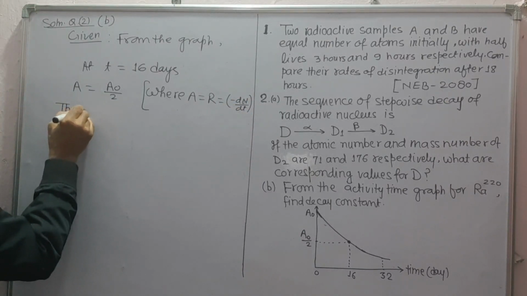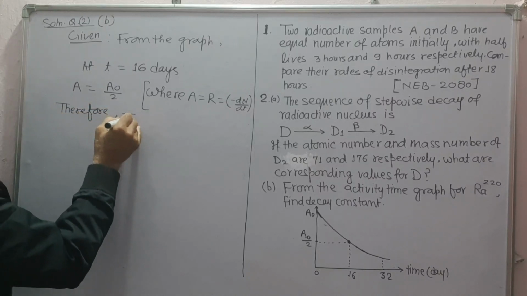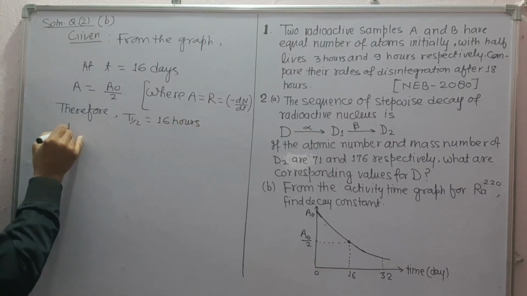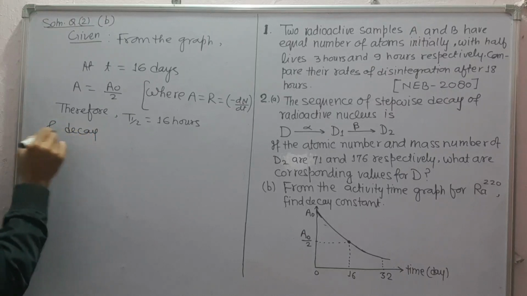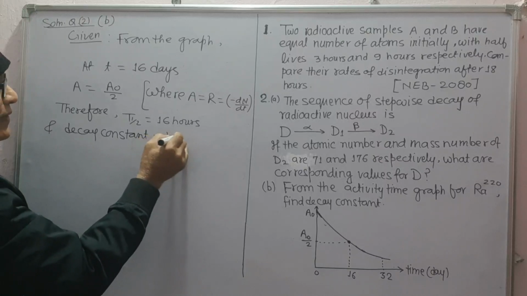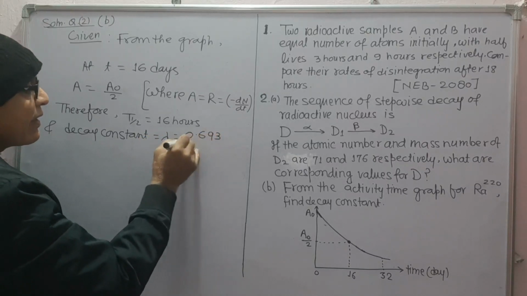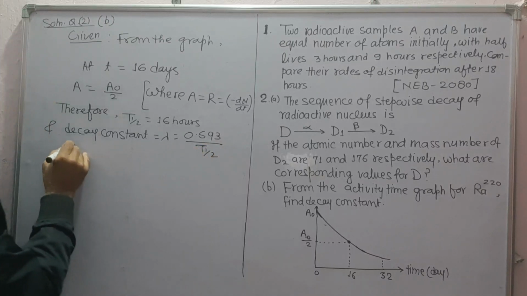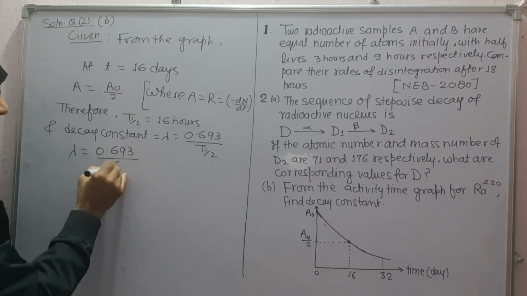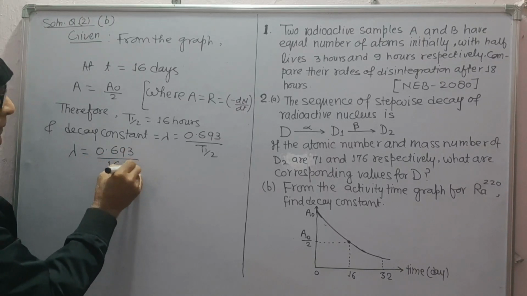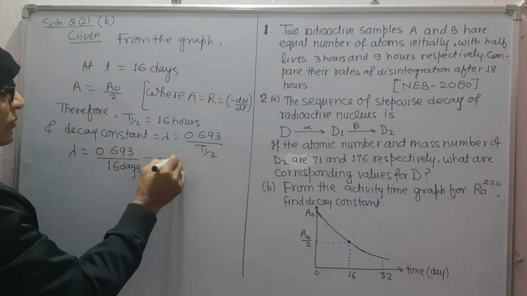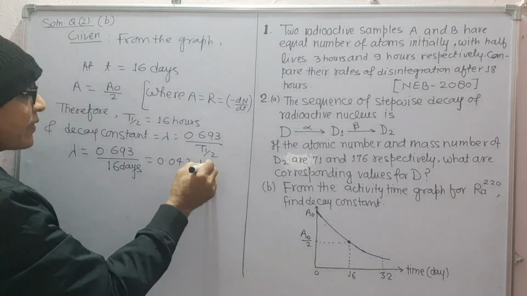Therefore, half-life time period will be equal to 16 days and decay constant lambda will be equal to 0.693 upon T half. Lambda will be equal to 0.693 upon T half, means 16 days, which gives 0.043 per day.